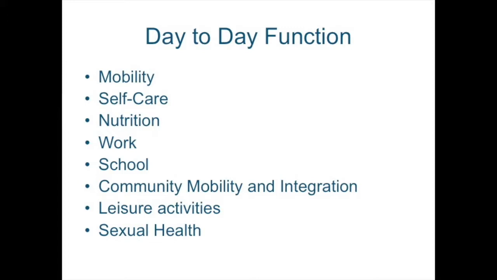And then work, school, or getting around the community, being able to drive or use public transit can be a problem for some people. And lastly on the list, I've added sexual health. There is very little literature to date on how sexual health is affected with neuromuscular conditions, but there's a little bit of literature, and there's a lot more on areas such as spinal cord injury and stroke.